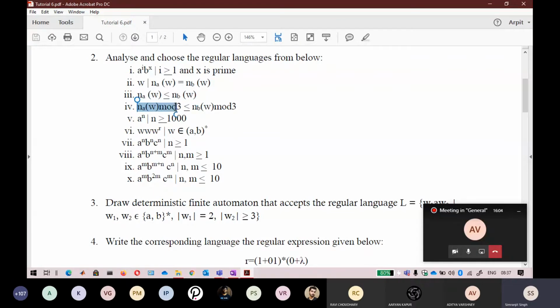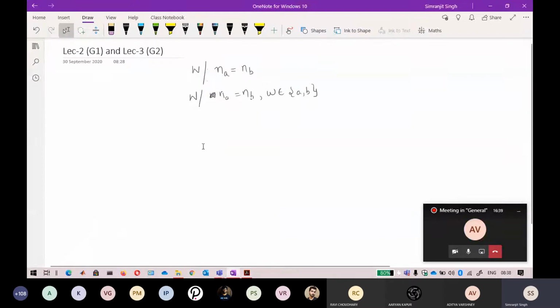But whenever there is a mod question, I always say that anything involving mod will always be a regular language. Now the question is again similar, only here it says the number of A's in W mod 3 is less than or equal to the number of B's in W mod 3. All the things are the same, only the question here becomes mod. So I take this question and draw a finite automaton for it, so that you understand clearly why it is a regular language.